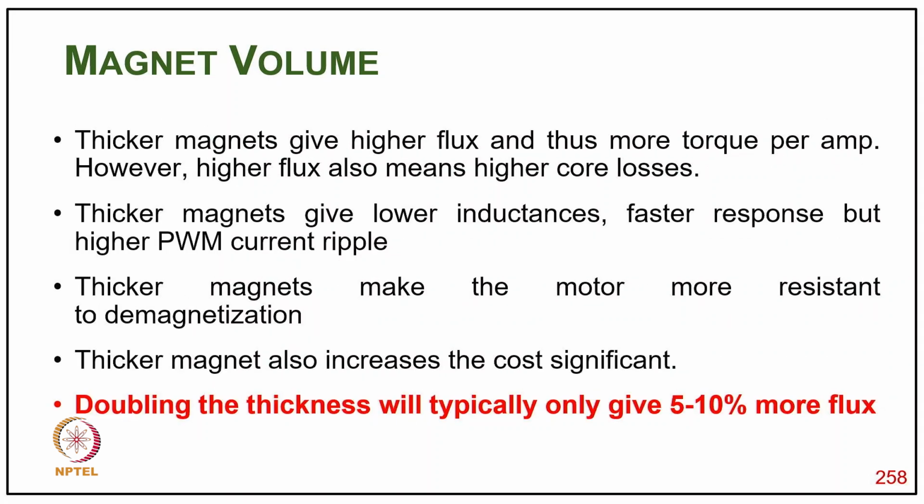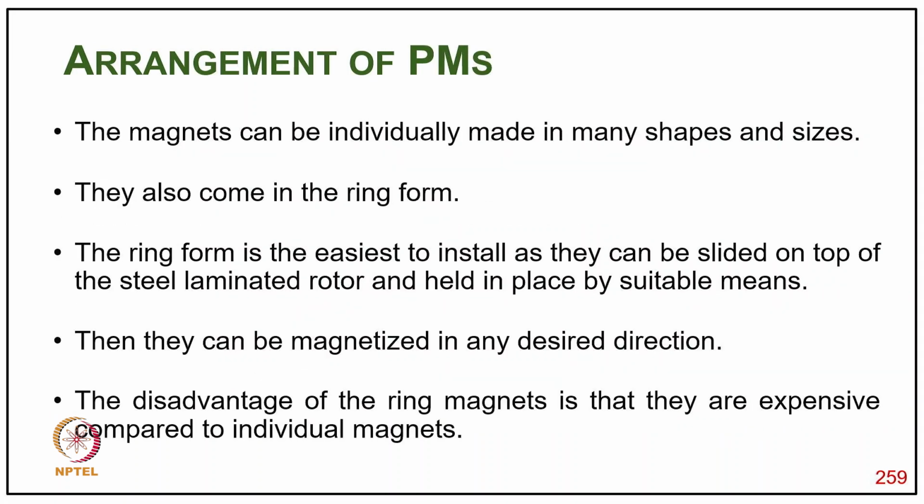So thicker magnets give higher flux density and thus more torque per ampere. However, higher flux density also means higher core loss. Thicker magnets give lower inductance, faster response, but higher pulsating current ripple. These thicker magnets make the motor more resistant to demagnetization, and thicker magnets also increase the cost significantly. Doubling the thickness will typically only give 5 to 10% more flux.